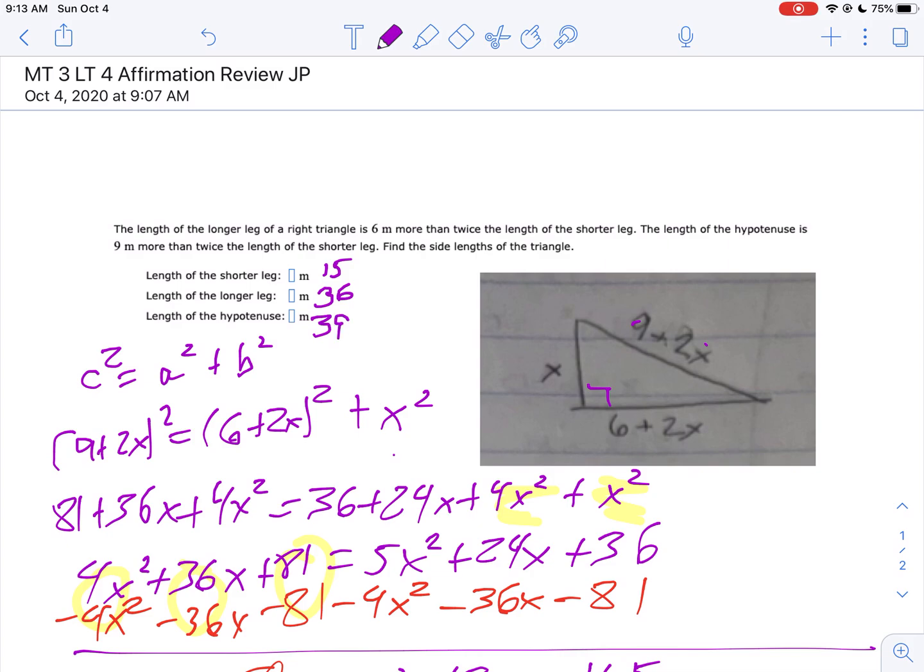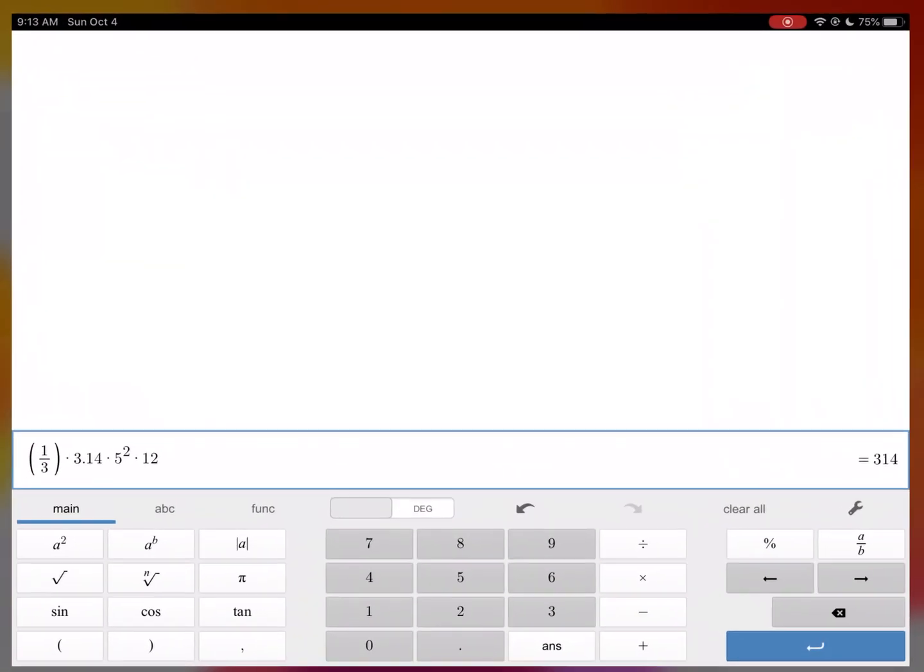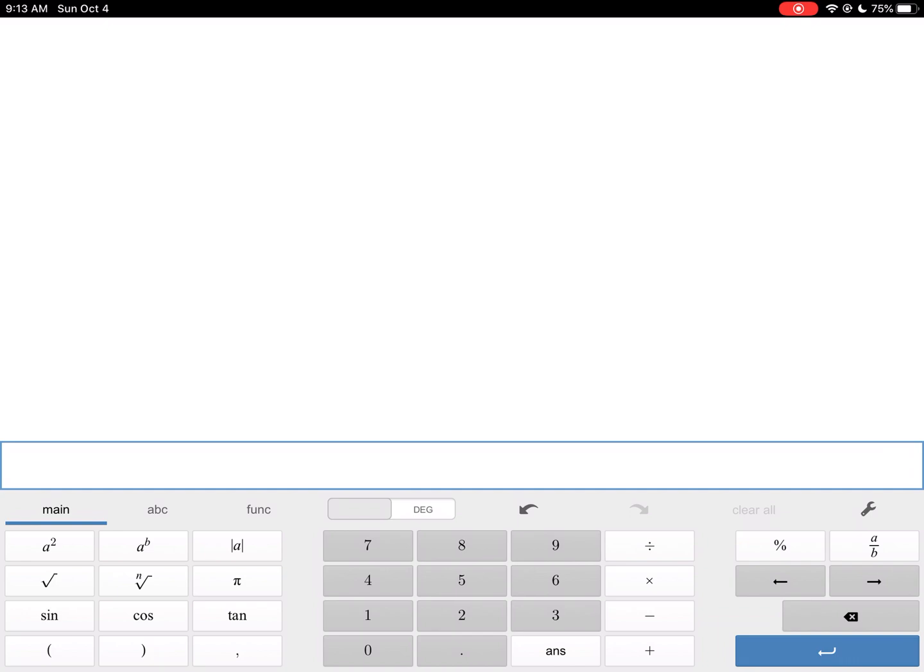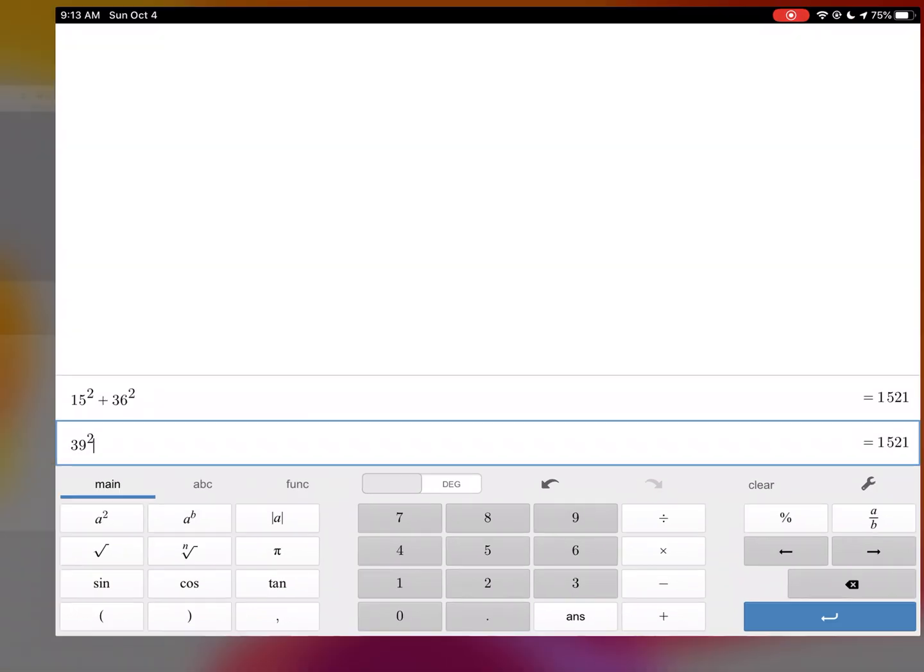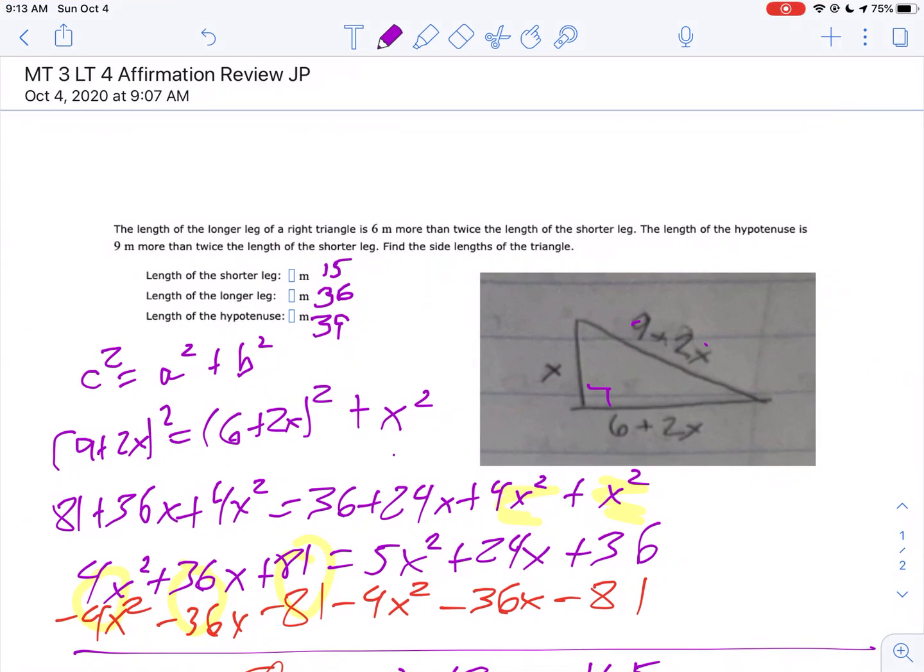Now, before we move on, let's do a quick check on your calculator. Let's go 15 squared plus 36 squared. We get 1521. Is that the same thing as 39 squared? Yes, it is. So you know you have that one right.